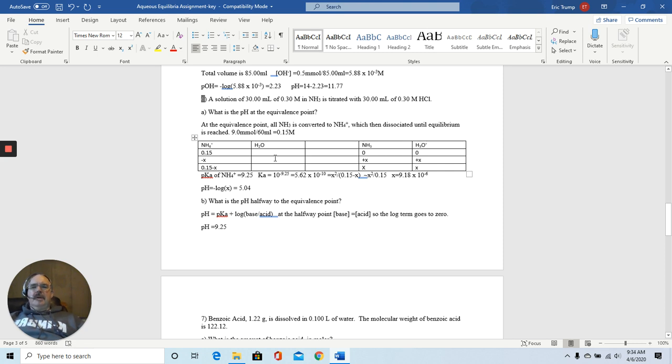Okay, question number 6. We're titrating ammonia, which is a weak base, with hydrochloric acid, which is a strong acid. And at the equivalence point, all of the ammonia is converted to its conjugate acid, ammonium. And then ammonium does a back dissociation until equilibrium is reached.